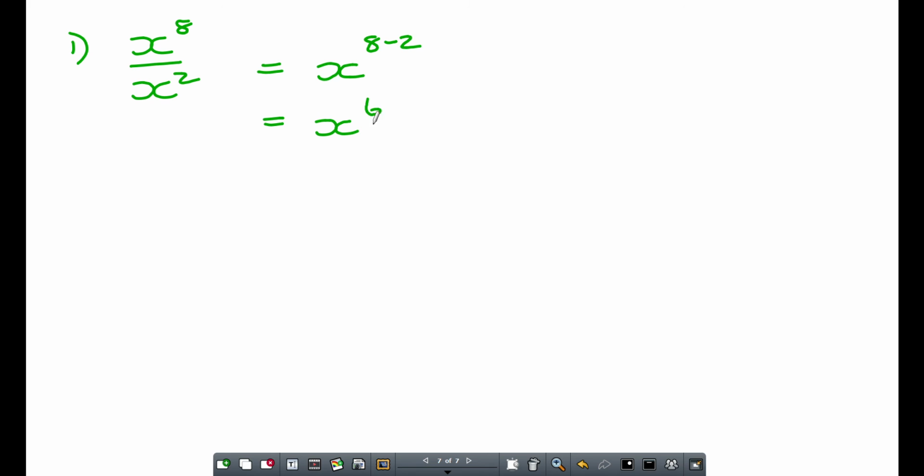Right, another example. x to the power of 8 over x to the power of 2. Okay, base is the same and we're dividing. So I'm going to say x to the power of 8 minus 2, which means it's going to be x to the power of 6.